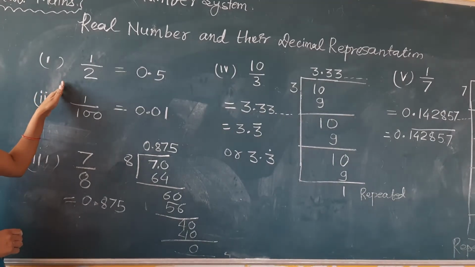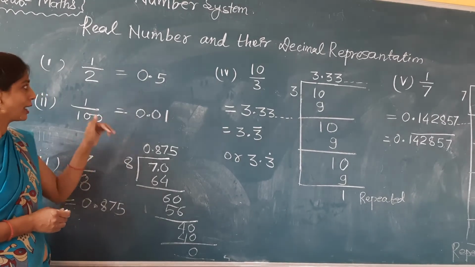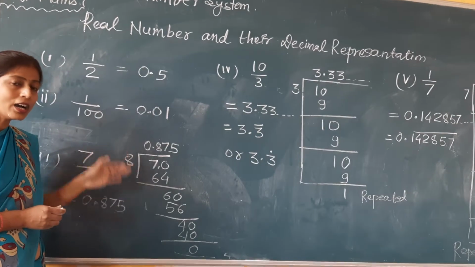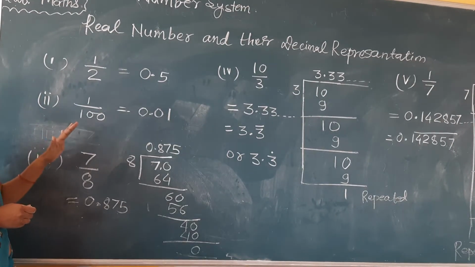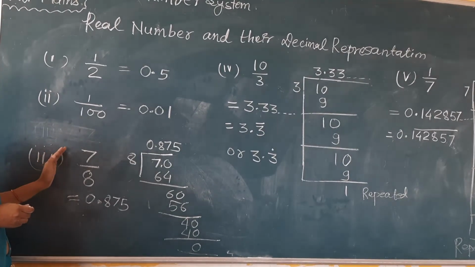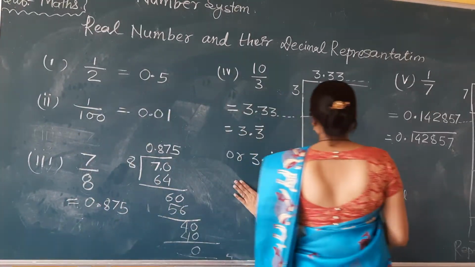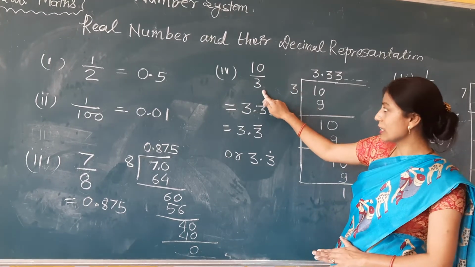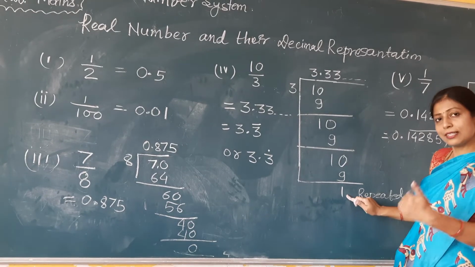A terminating decimal representation is when we divide the numerator by the denominator and we get the remainder 0 in a few steps. That kind of decimal representation is called the terminating decimal representation. And the second is non-terminating repeating decimal expansion. If we divide 10 by 3, we get that in the division the number 1 is repeated.